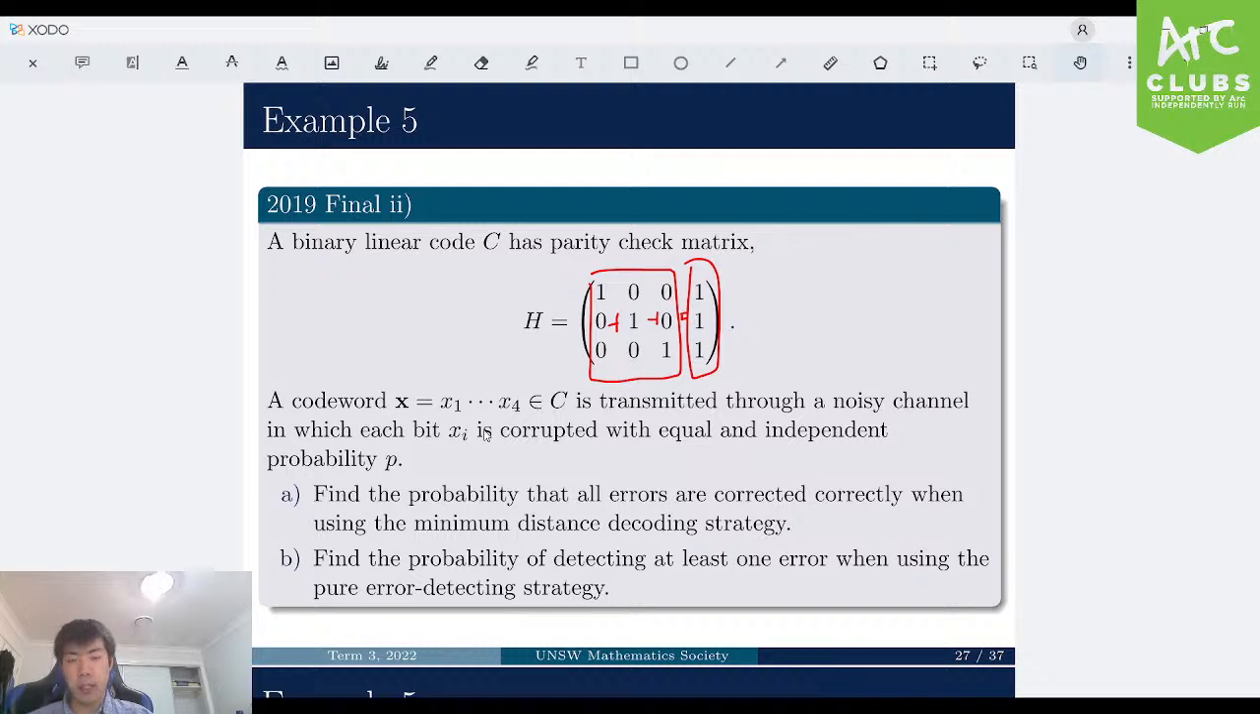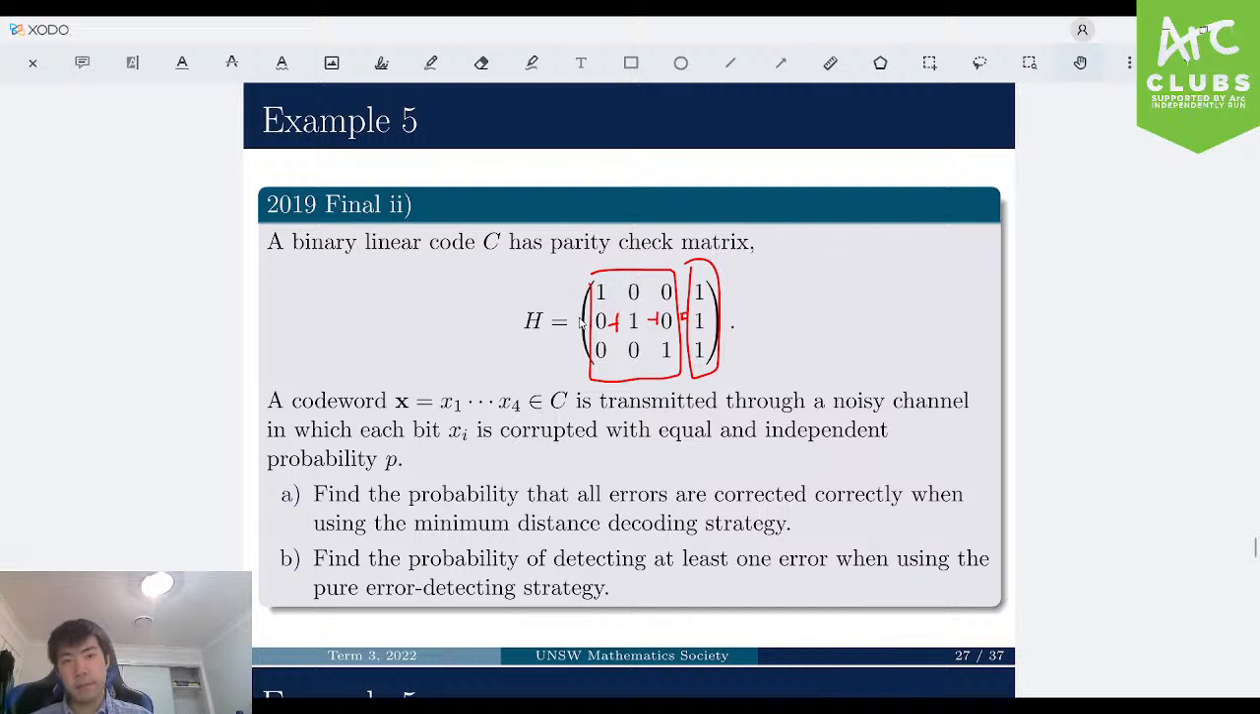Okay, and for part B, find the probability of detecting at least one error when using the pure error detecting strategy. So this will essentially be if you don't even want to correct anything, you just want to detect errors. Well, you would only detect errors if there is 1, 2, or 3 errors, but not 4 errors. Why is that? Well, notice that this matrix here is actually the parity check matrix for a binary repetition code.